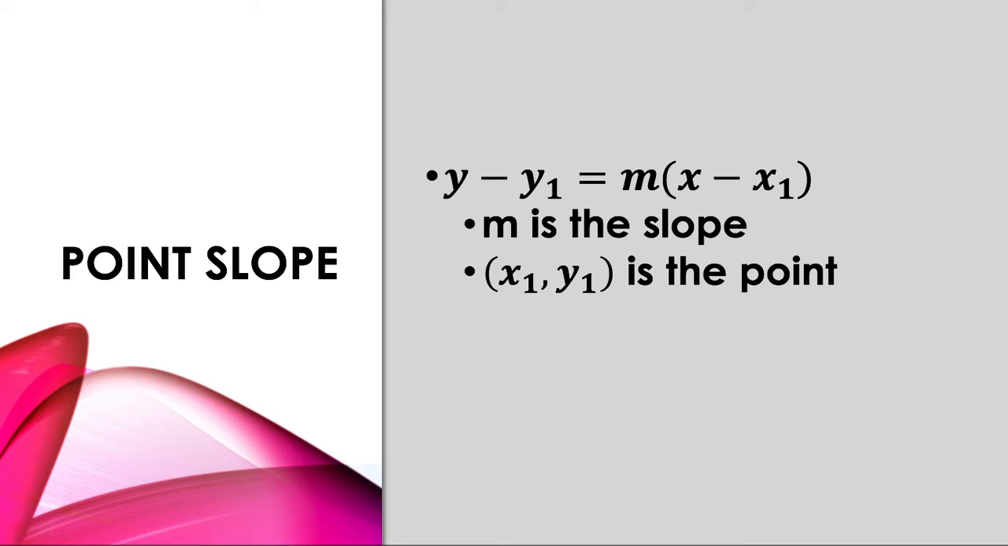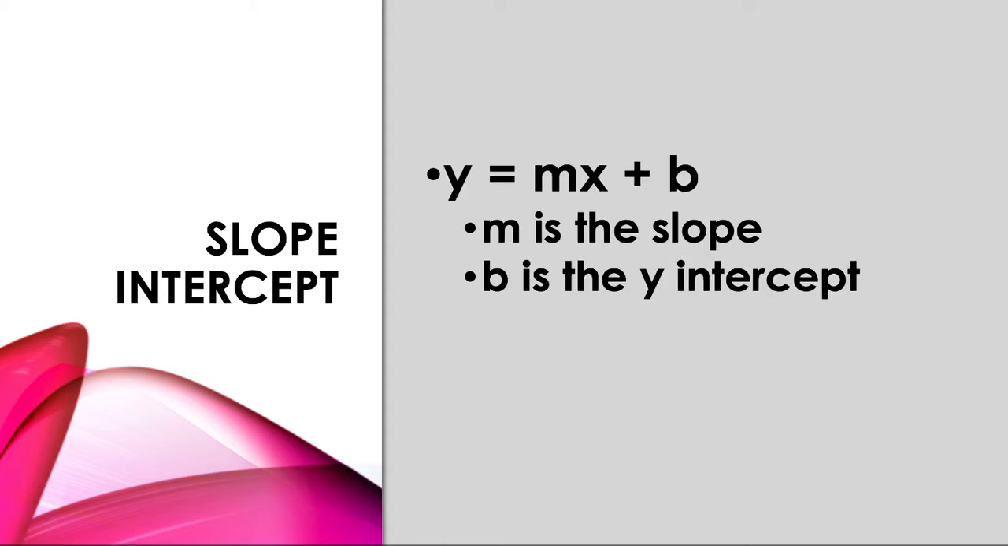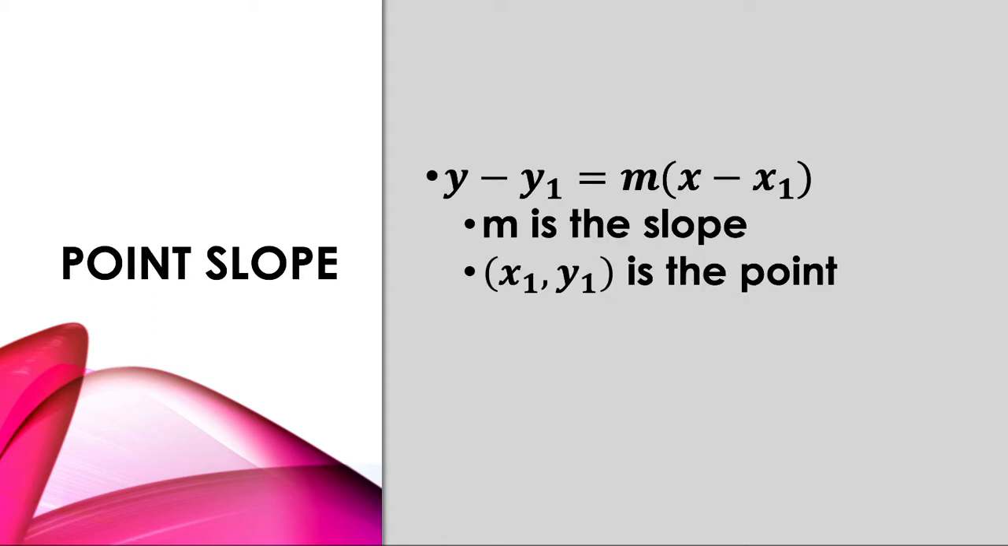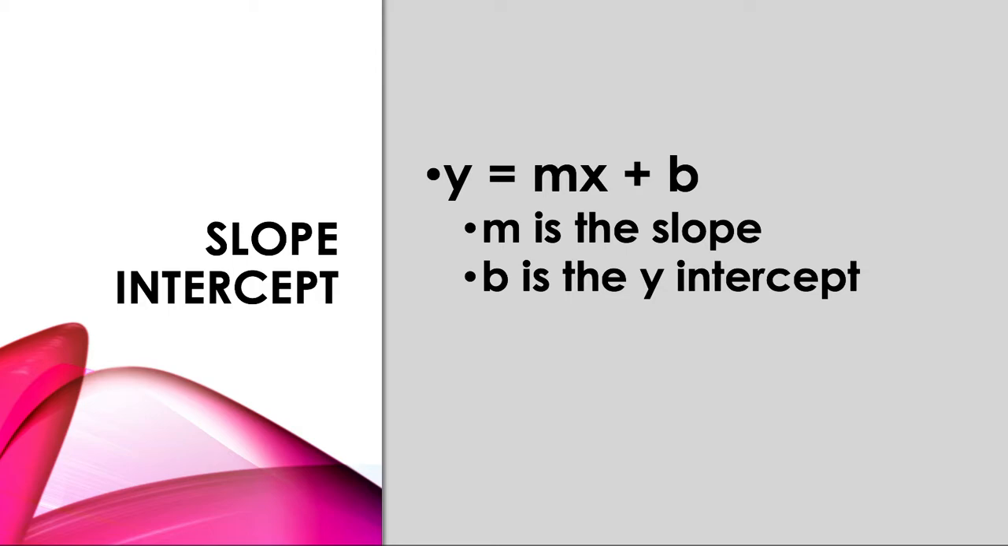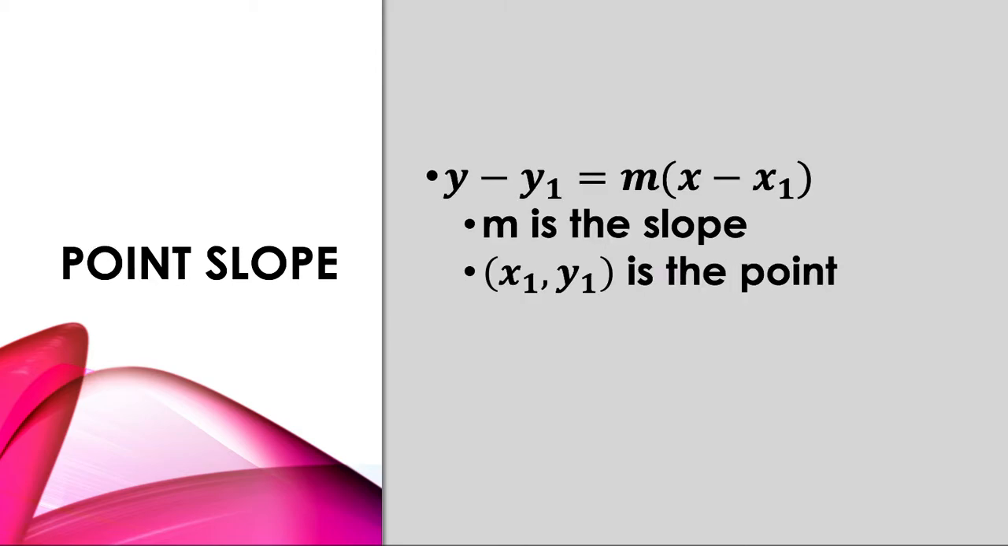One thing that is worth pointing out is that regardless of the form that you're using, whether you're using slope-intercept or point-slope, in each case you have to know the slope. So I can't use slope-intercept without knowing the slope, and I can't use point-slope if I don't know the slope. So keep that in mind as we start to look at some examples.